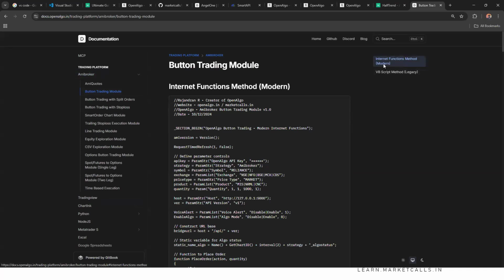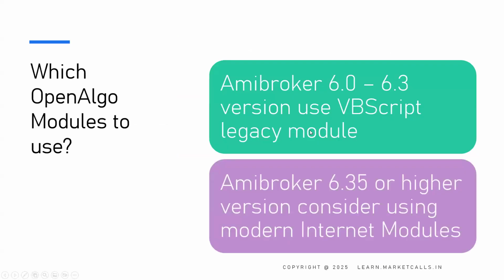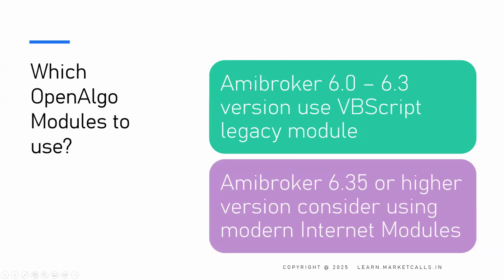I have two functions over here. One is the VBScript method, another one is the internet function method. If you are using an Amibroker version 6.0 to 6.3, you should consider using the VBScript module, which is a very old legacy module that works on all the Amibroker versions. So even if you are using the latest version, this legacy one will work.